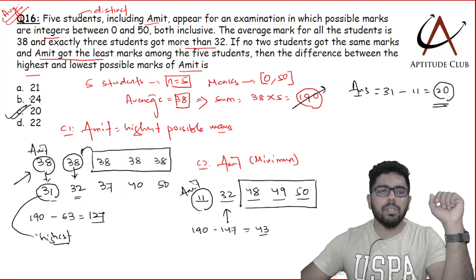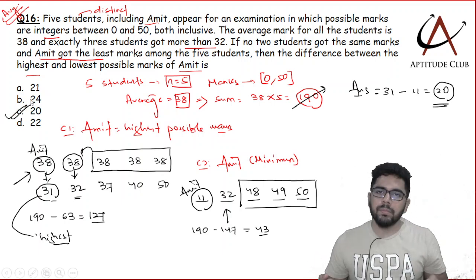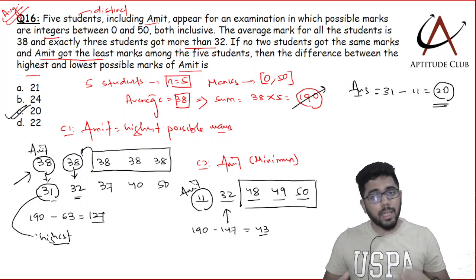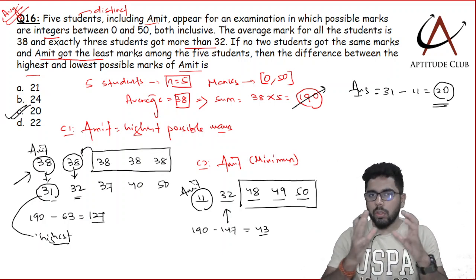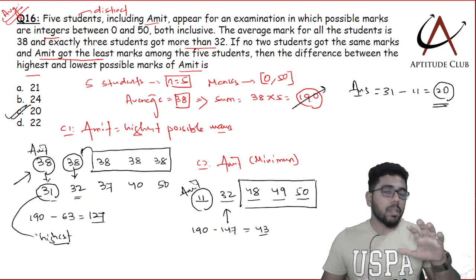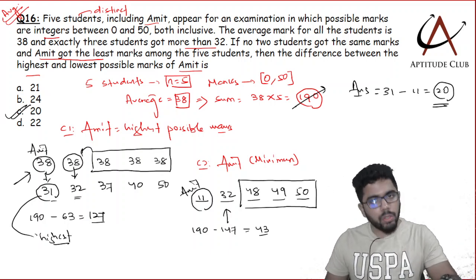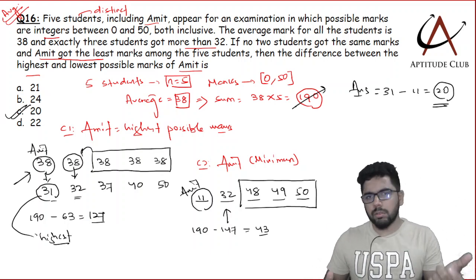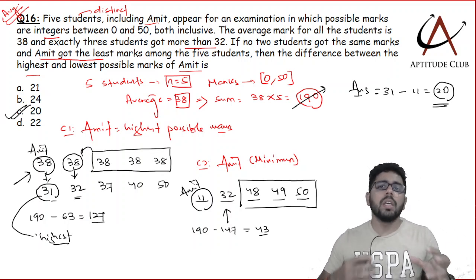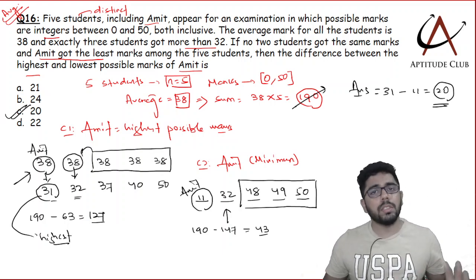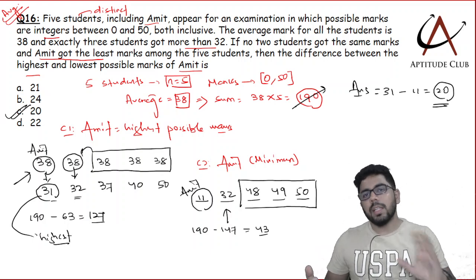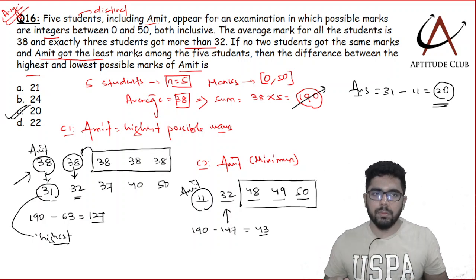This question is less of solving and more of understanding. There is no critical formula involved here. You have to understand how the principle of average works, because the average is already specified and the number of people is 5. So the sum of all 5 people is constant. Now depending on the logic and the constants given in the question, we'll see which one I should maximize to minimize the score of Amit, and which one I should minimize to maximize the score of Amit. That is the understanding of average.